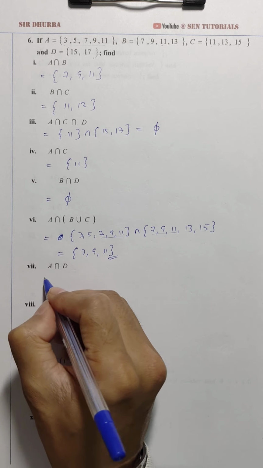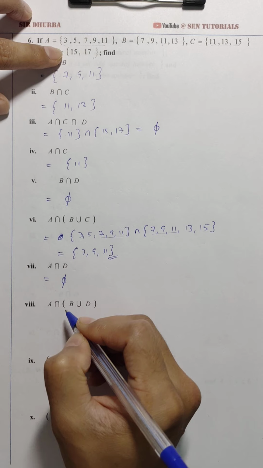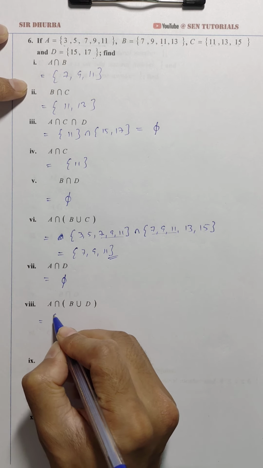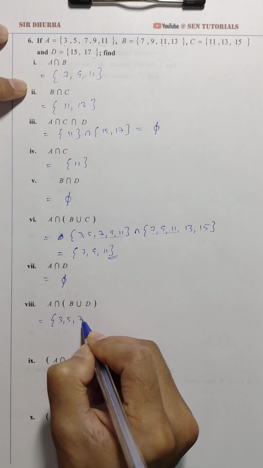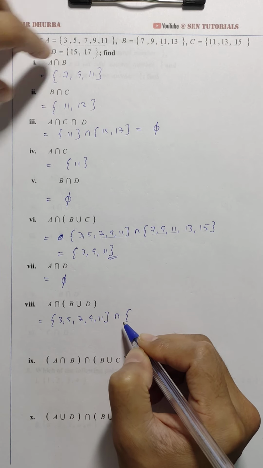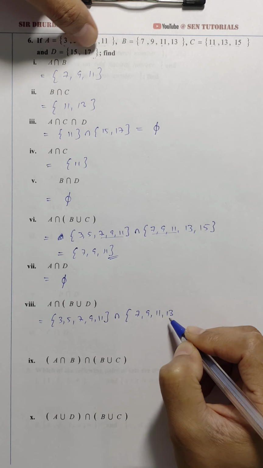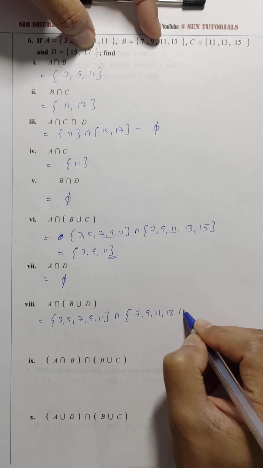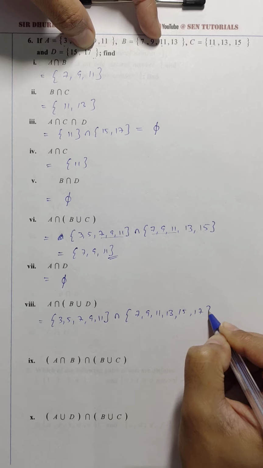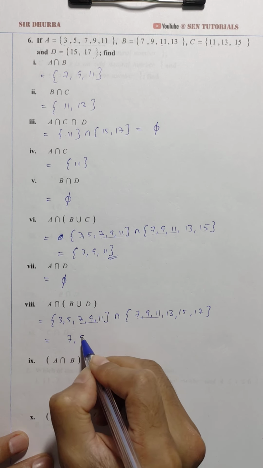Alright. Number 7. A intersection D. A and D, we don't have anything common. Null set. Again, this one A, 3, 5, 7, 9, 11. Intersection B union D. B, 7, 9, 11, 13. Union D. So combine this, we'll have 15, 17. Any common elements? Same. 7, 9, 11.